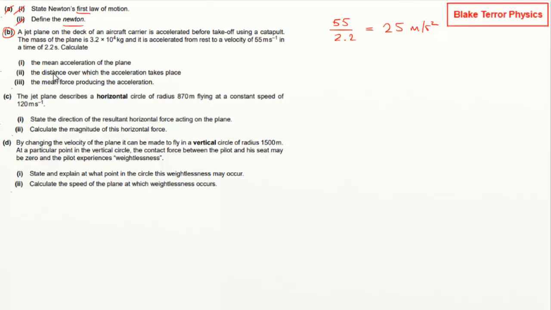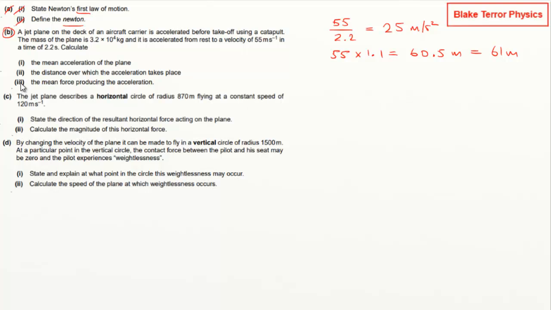Next, the distance over which the acceleration takes place. The distance is going to be the average velocity multiplied by the time. So it will be 55 times 1.1, which is 60.5 meters. Well, 61. I was just checking for significant figures. So 61 meters.